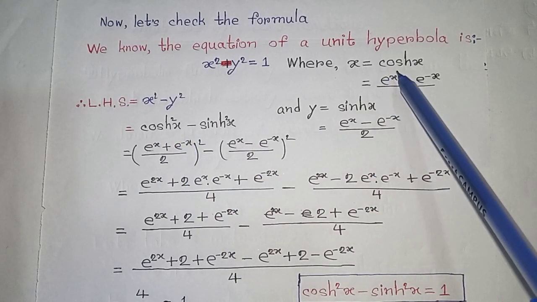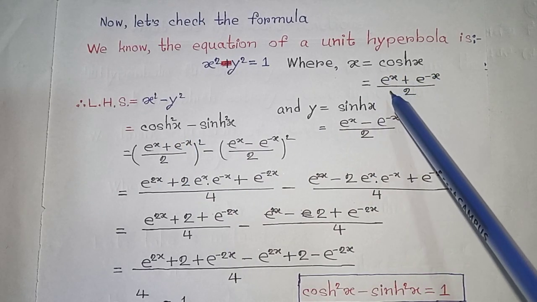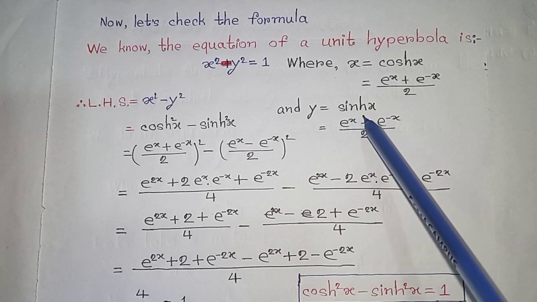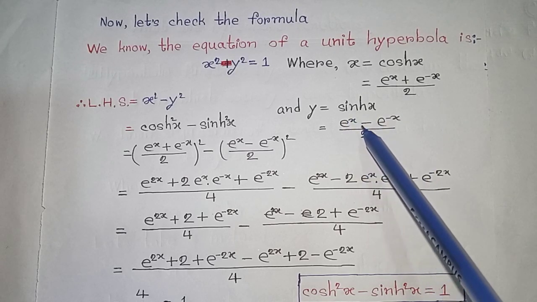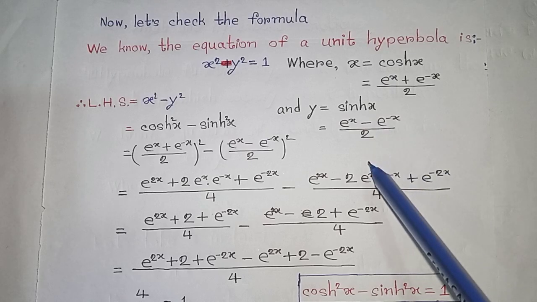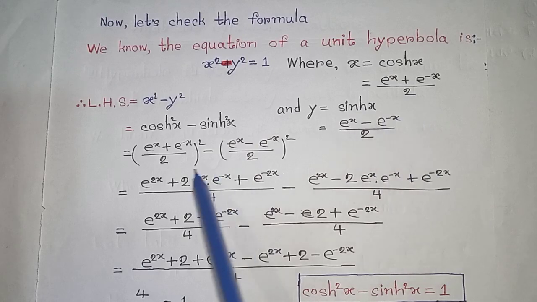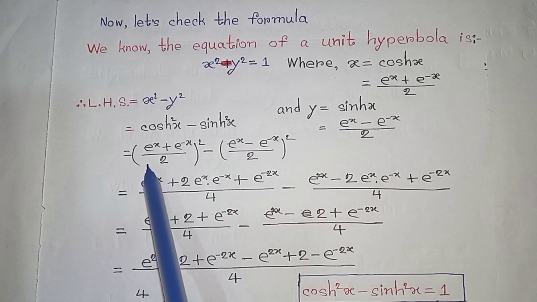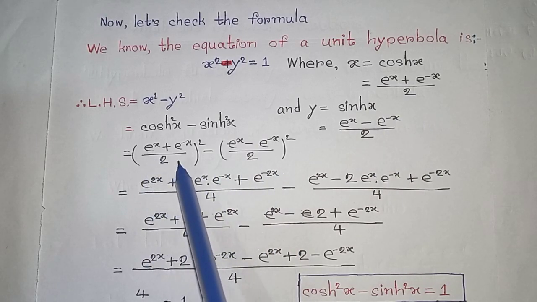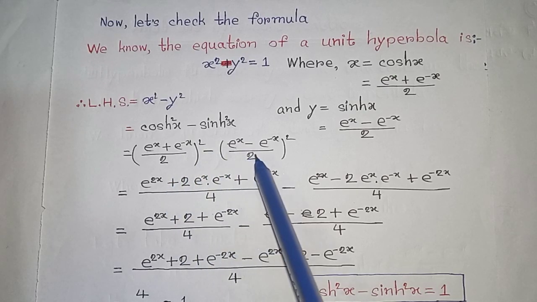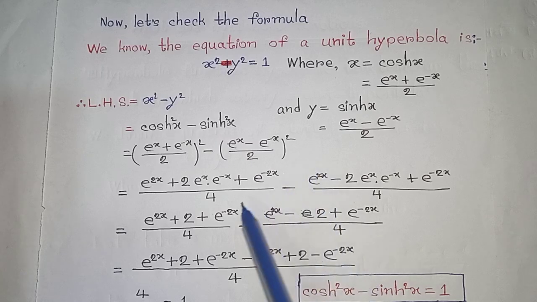We know cos hyperbolic x is equal to e to the power x plus e to the power minus x by 2, and sine hyperbolic x is equal to e to the power x minus e to the power minus x by 2. And now we have to write these two values here. So we have written here e to the power x plus e to the power minus x by 2 whole square minus e to the power x minus e to the power minus x by 2 whole square.